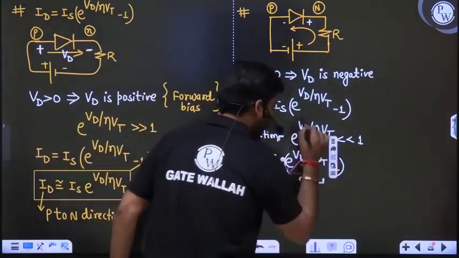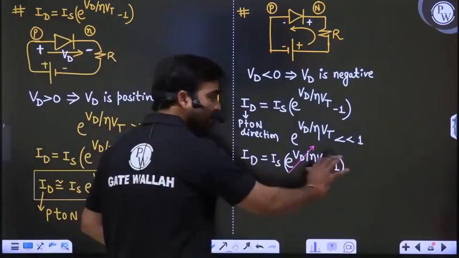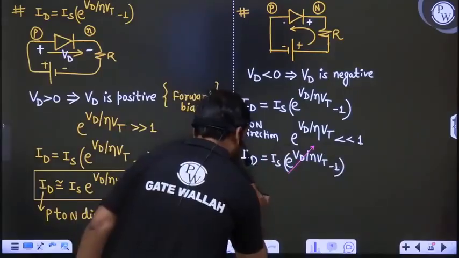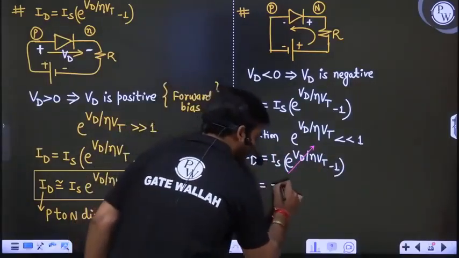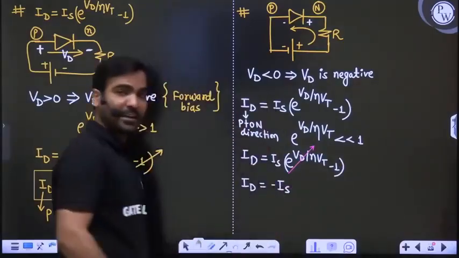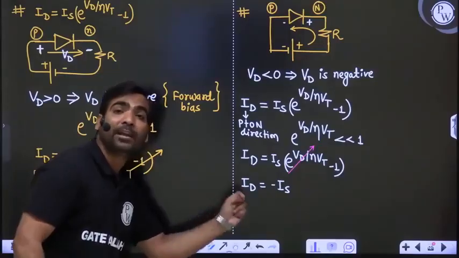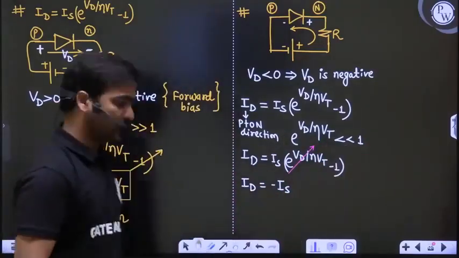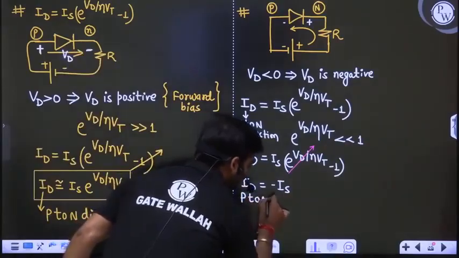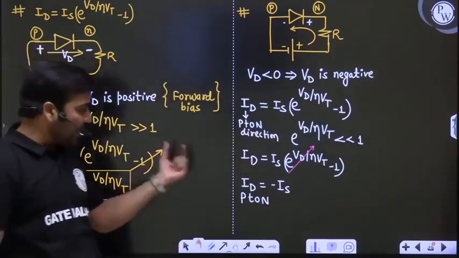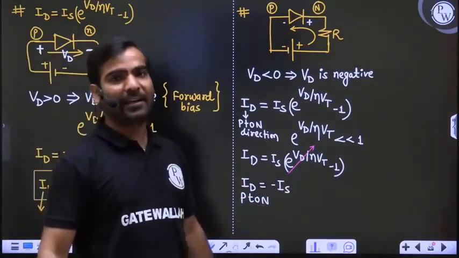So this e to the power Vd upon eta Vt will be neglected. If this is neglected, what is the current? Id will be Is multiplied by minus 1. What is the current? Minus Is. What is the meaning of Id? Id means current flowing in P to N direction. So in the P to N direction, minus Is current is flowing.